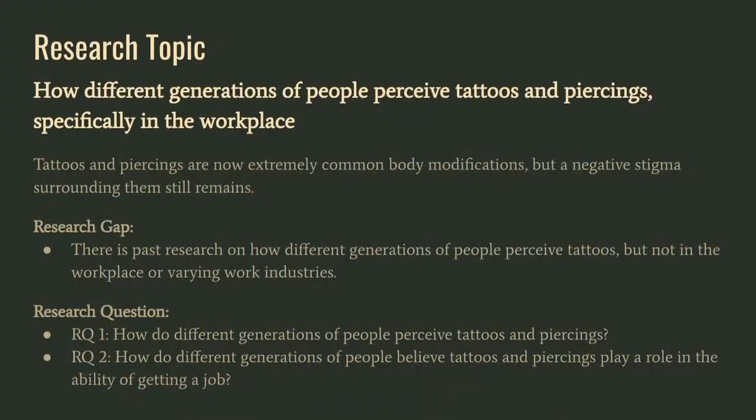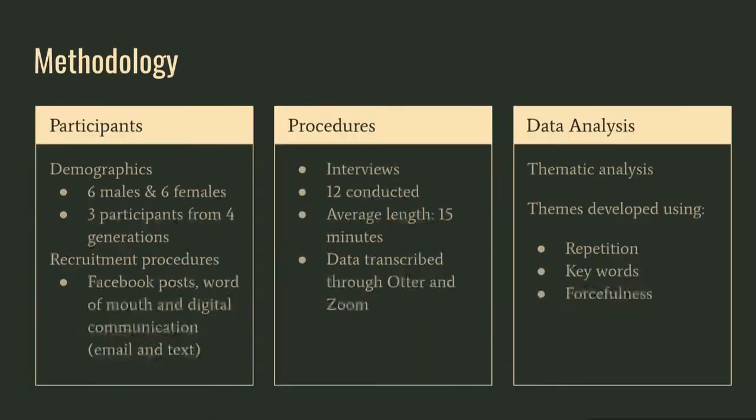We conducted research on how different generations of people perceive tattoos and piercings, specifically in the workplace. Tattoos and piercings are now extremely common or more socially acceptable, but a negative stigma surrounding them still remains. There's past research on how different generations of people perceive tattoos and piercings, but not in the workplace or varying work industries. The questions that guided our research were, how do different generations of people perceive tattoos and piercings, and how do different generations of people believe tattoos and piercings play a role in the ability of getting a job?